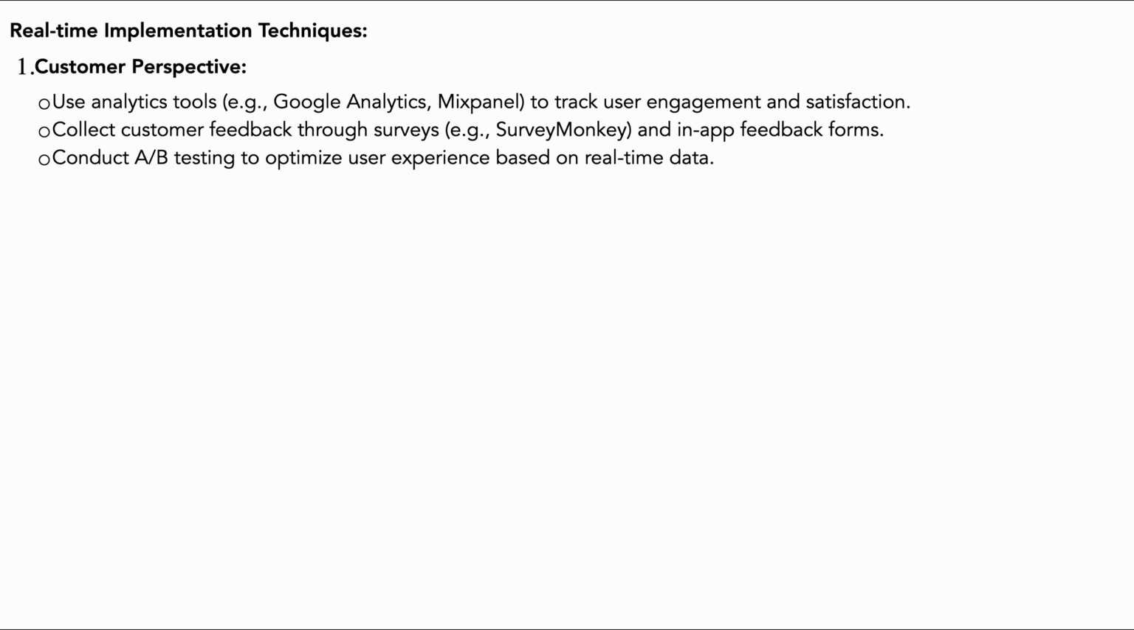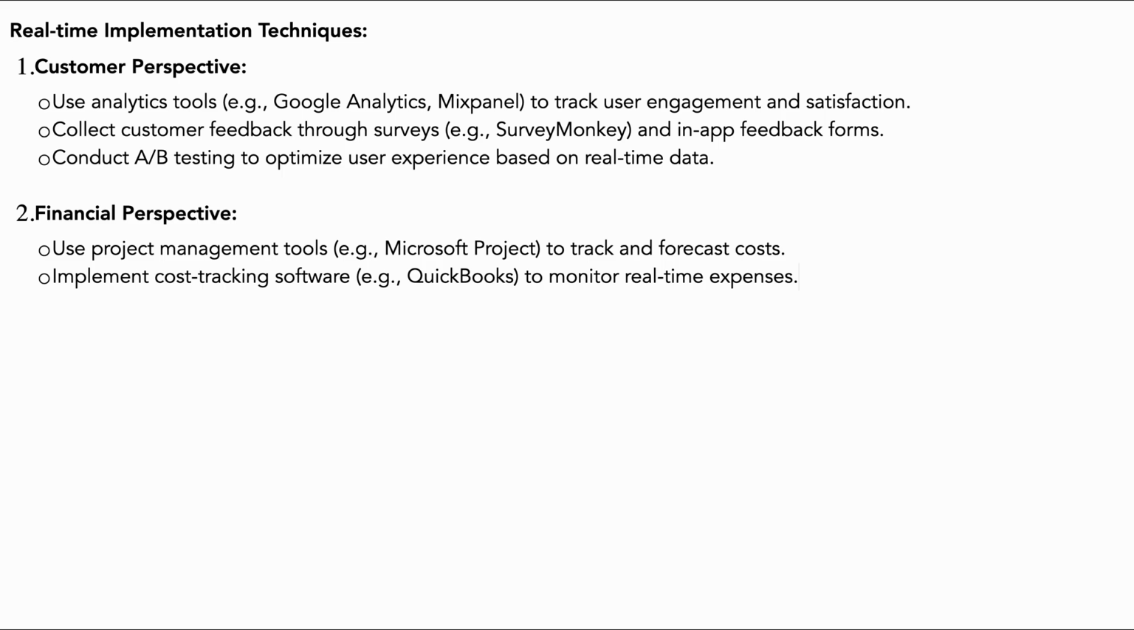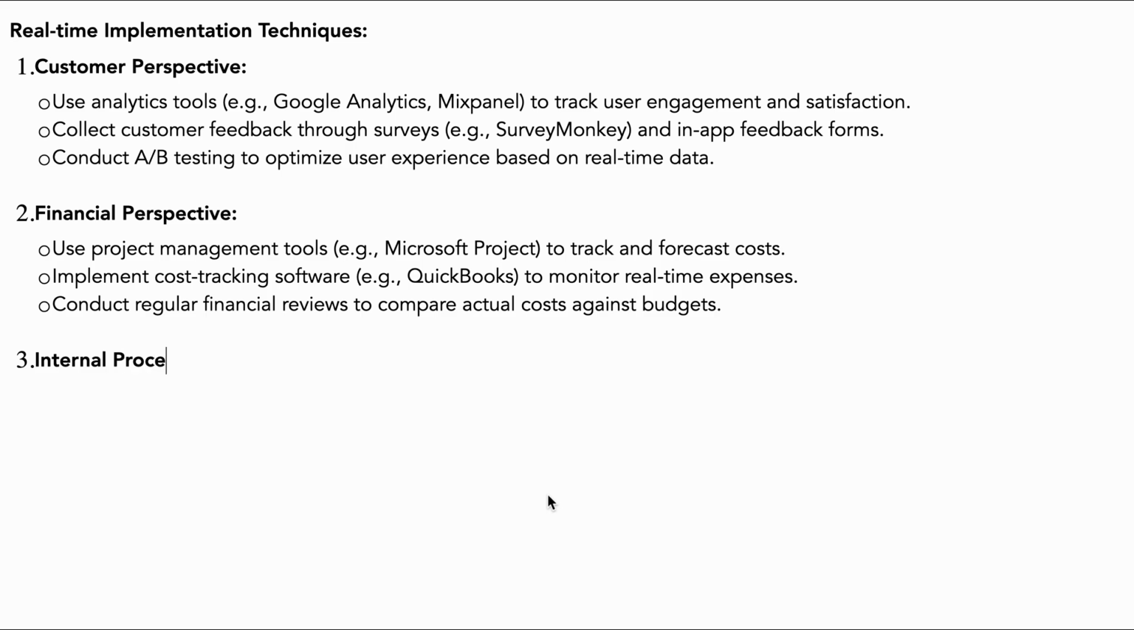Next one is the financial perspective. The real-time implementation techniques for the financial perspective may vary. How can we do that? Use a project management tool like Microsoft Project to track and forecast cost. Implement cost tracking software, for example QuickBooks, to monitor real-time expenses. Conduct regular financial reviews to compare actual cost against budget. Right? So this is all about the financial perspective when building it for real-time implementation.